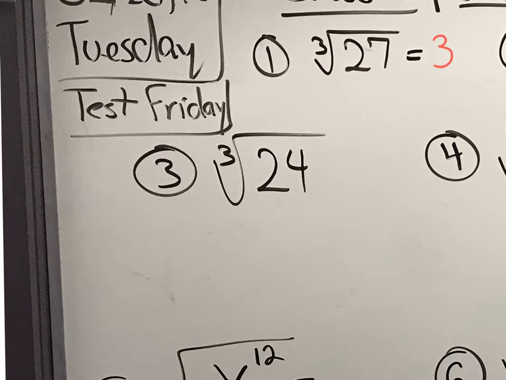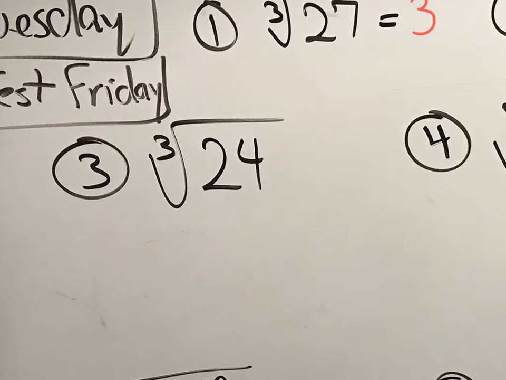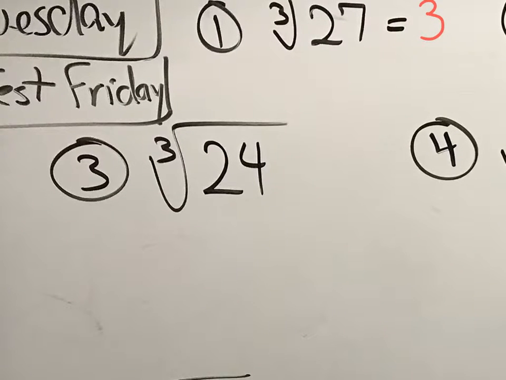Let's move on to number 3. The cube root of 24. So what times itself 3 times will give you 24? 2 times 2 is 4, times 2 is 8. So that did not give us 24. 3 times 3 is 9, times 3 is 27. That did not give us 24 either.